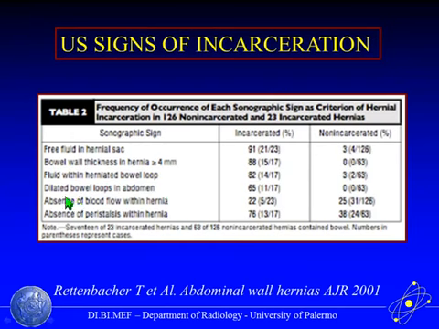We can also find dilated bowel loops in the abdomen, and we can also switch on our color Doppler or power Doppler module in order to see if there is presence or absence of blood flow within the walls of the bowel loop. And we also can look for peristalsis within the hernia.